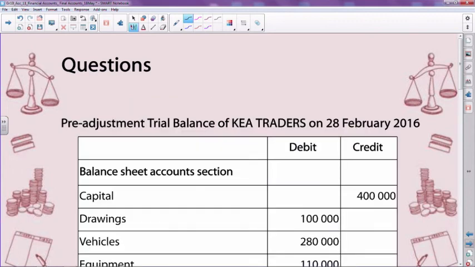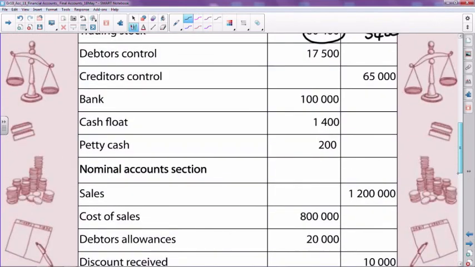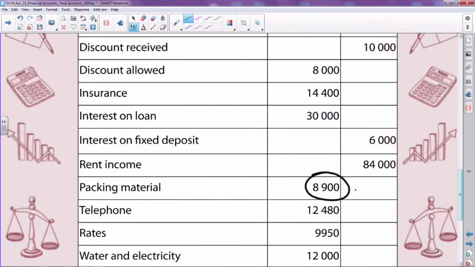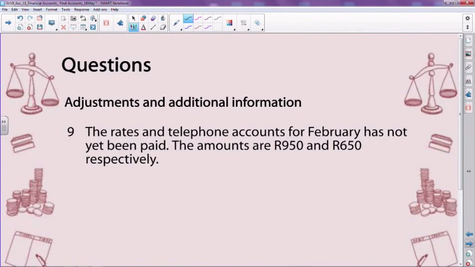So let's go and fill it in. You'll go to Consumable Stores on hand. And you'll place that 2,760 on the debit column, and you have to go to packing material, which is right at the bottom, and say minus 2,760. Let's go look at the very last adjustment. Easy one. The rates and telephone account for February has not yet been paid, and the amounts are 950 and 650 respectively. 1 minute to complete it.